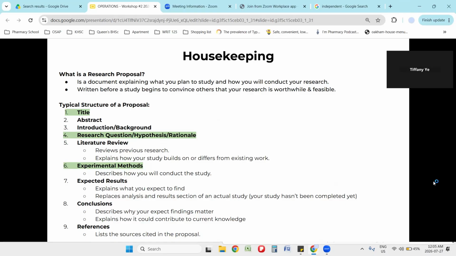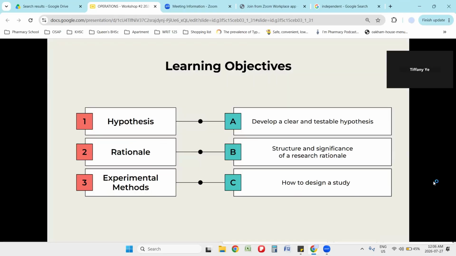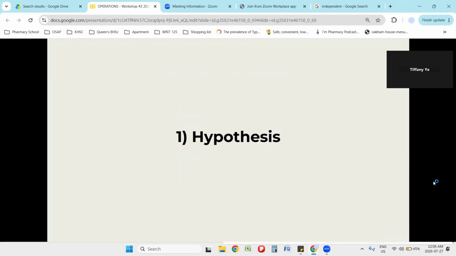And today we will be learning about a hypothesis, rationale, and experimental methods. So those aspects are highlighted in green for you. Everything else that hasn't been covered yet, but will be covered in the next slides, has not been highlighted. So those are currently just white. So today's learning objectives include your hypothesis, rationale, and experimental methods, as mentioned before. And we'll start with our hypothesis.